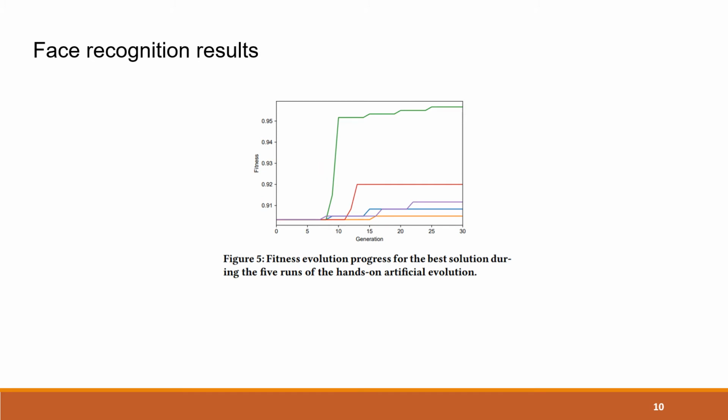Therefore, we followed the hands-on artificial evolution strategy, in which we select the best two individuals from each run to construct an initial population to search for new individuals. Figure 5 shows the fitness evolution progress of 5 runs from this strategy. It can be seen that the guide from the previous experiment delivered an increase of up to 5% in the performance.